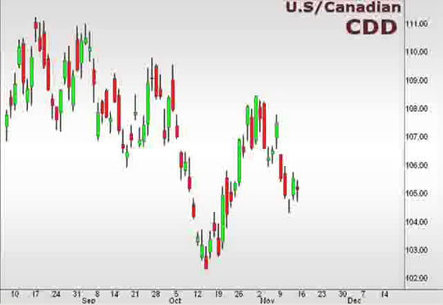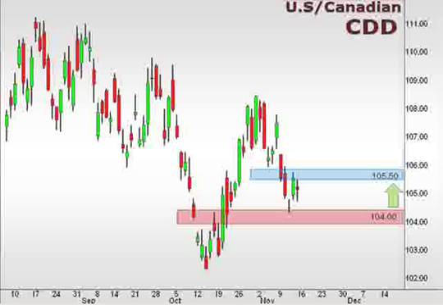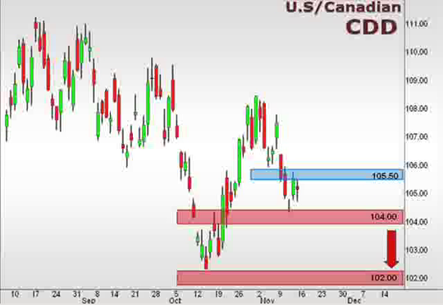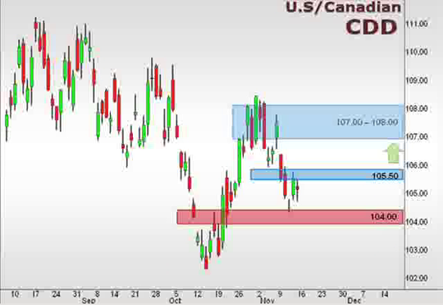Next up, the CDD, the U.S. versus the Canadian dollar. Now, the U.S. dollar lost some ground against the Canadian dollar with a retracement back down towards 104. The CDD ended up the week with a bounce. However, there is some hesitation at this 105 range. A rejection here opens the window for a retest of the recent lows. A break above 105.5 should yield a move up into this 107, 108 focal zone.